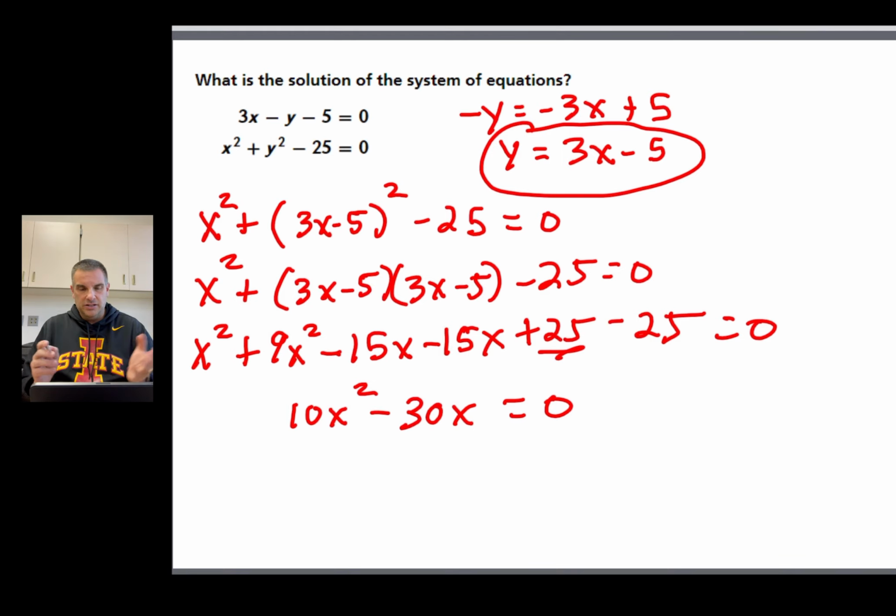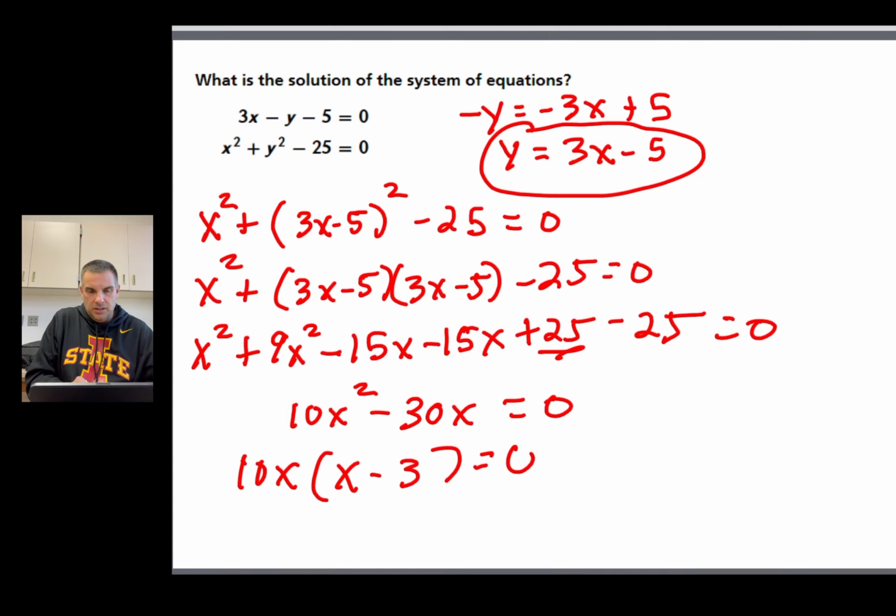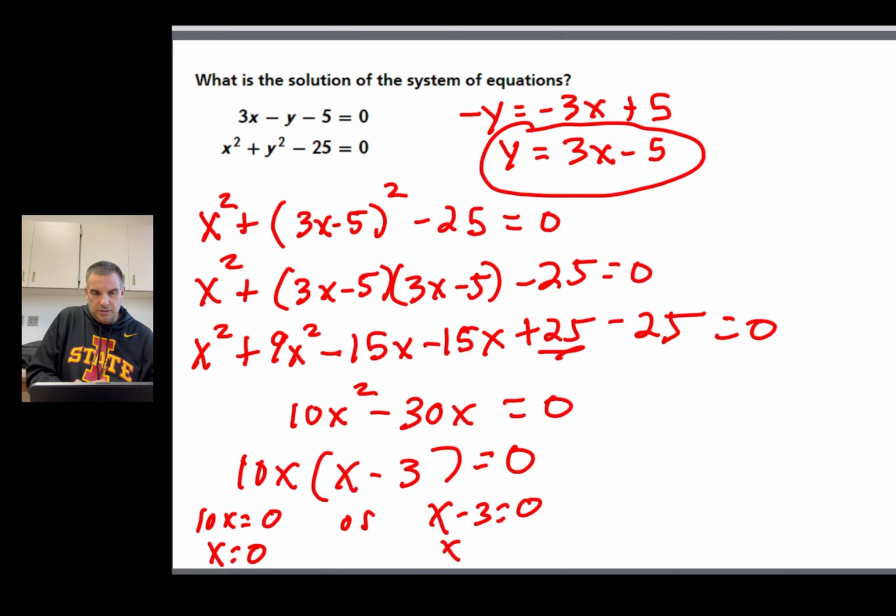Always factoring, take out a GCF. GCF is 10x. So we take out a 10x. That gives me x minus 3. The zero product property then says that we can have two solutions to this. So 10x could equal 0, so x could equal 0, or x minus 3 could equal 0. So x could equal 3. So there are my possible answers for x.